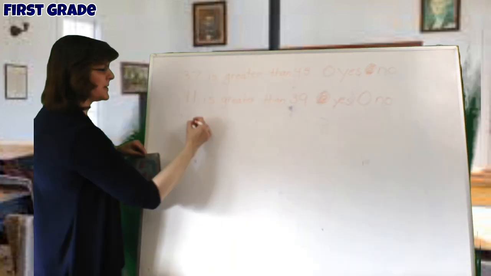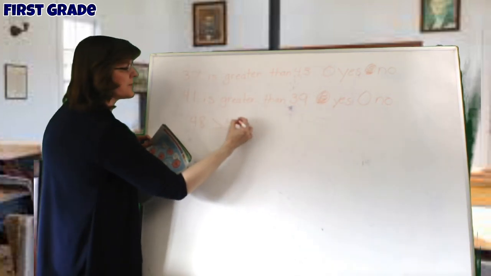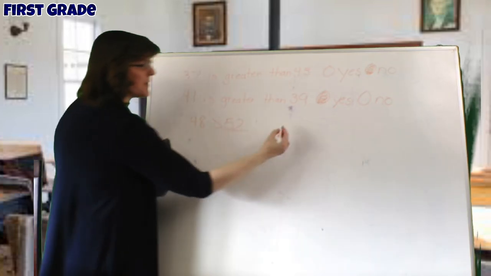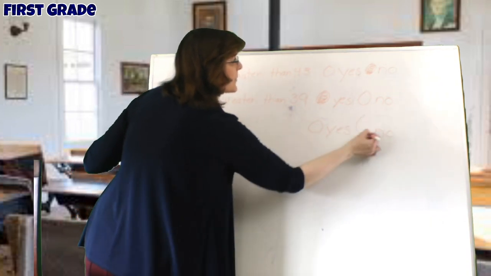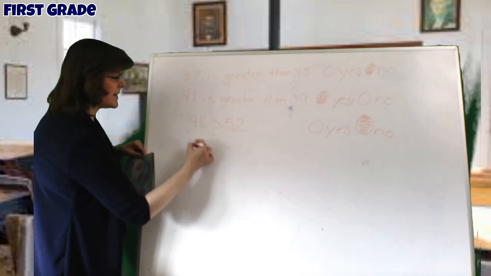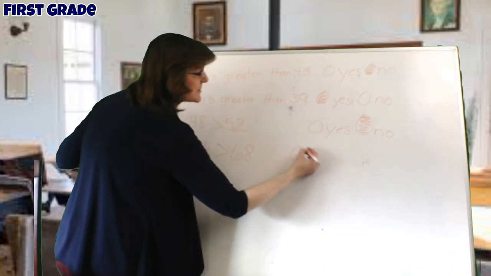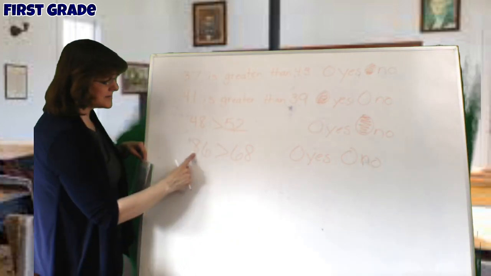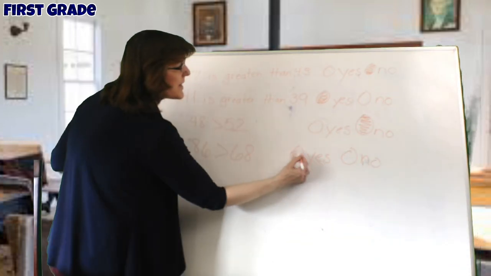Our next one has the mouths. And we have a mouth opening towards the 48, and we have a 52 here. Look at the tens place. 5 is more than that, so that one has to be another no. That is not true. And our last one, we have 86 is greater than 68. So we have to decide yes or no for that one. Well, let's look at our tens. 8 is more than 6. The mouth is opening to the greater number, and that one is yes.